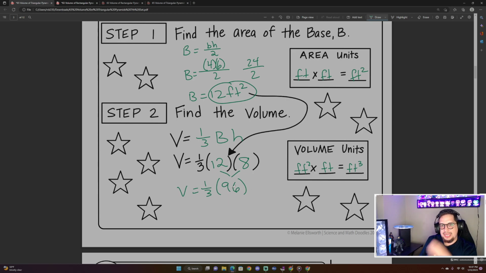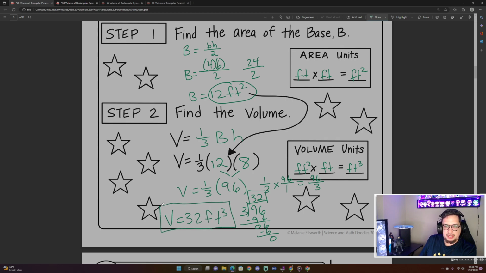Okay, so again, just like we did for the rectangular pyramid, you can multiply it out. If you multiply it out, you would have to do something like 96 over 1. But either way, you're going to end up doing 96 over 3, which is just 96 divided by 3. So let's just do 96 divided by 3 right now. 3 goes into 9 3 times. That's 9. Subtract, you get 0. Bring down the 6. 3 goes into 6 2 times. I'm not going to have a remainder. So my answer is 32. Volume is 32 feet cubed for that triangular pyramid.